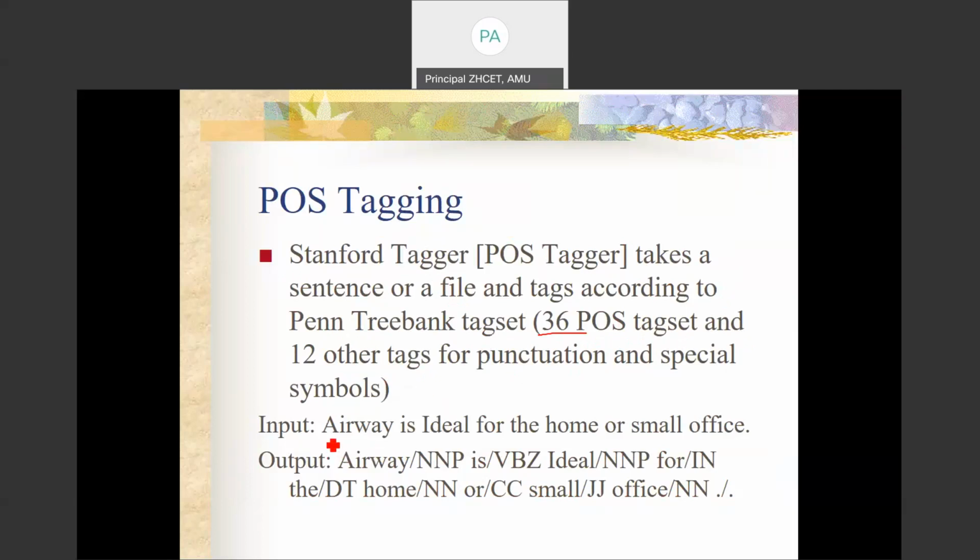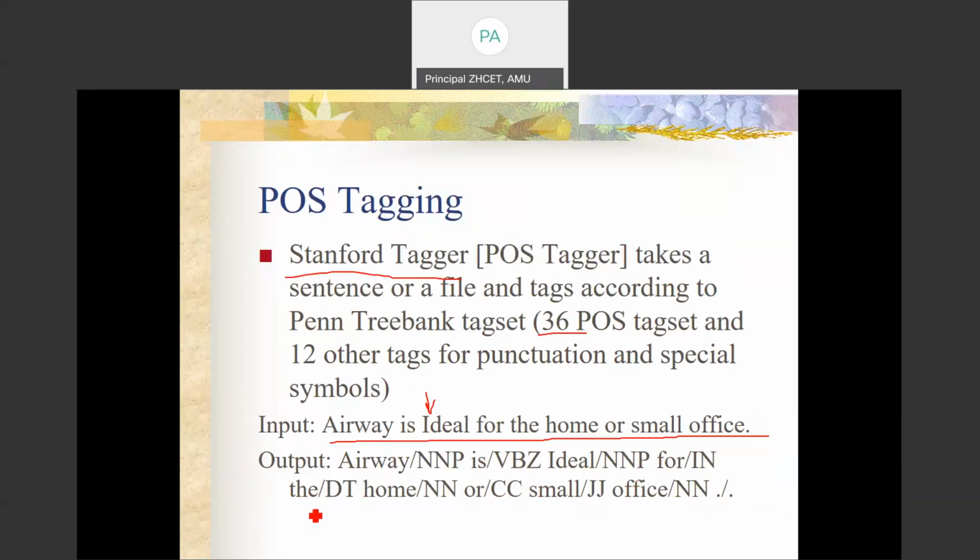For example, if I give this input to the Stanford POS tagger, "Airway is ideal for the home or small office," it will tag each and every word with the part-of-speech tag. For example, airway, it says NNP, proper noun; is, this is a verb. Ideal, it is again giving proper noun. Why? Because the I you have written in capital. It may have been an unintentional or typographical error, but the part-of-speech tagger will identify this as a proper noun.